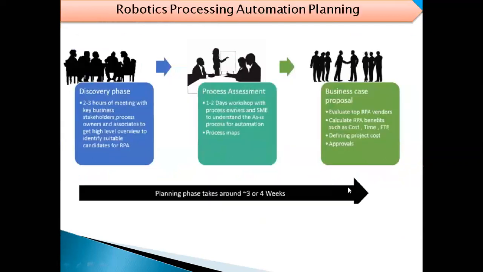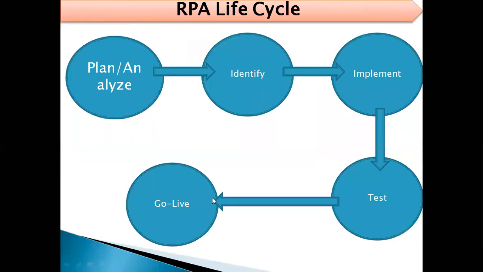And how the project cycle will happen when we want to start an RPA project. First it will be the discovery phase, and then process assessment and business case proposal. This is the RPA project life cycle. First, the business plan will be made and analyzed, and we identify which processes can be automated. After that, in implementation, the robots will be developed. And then the testing option: test the robots, and finally go live.